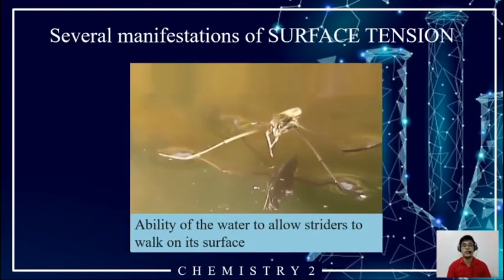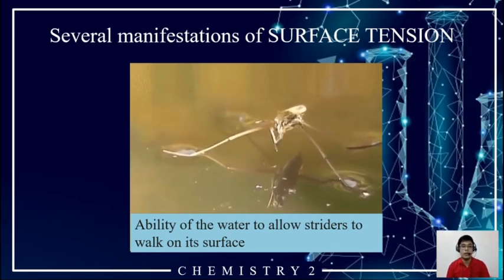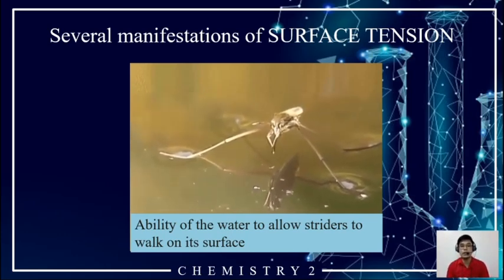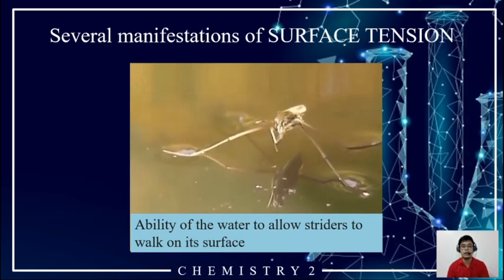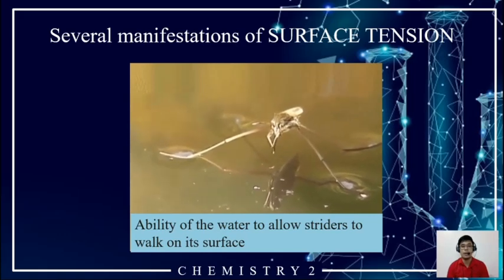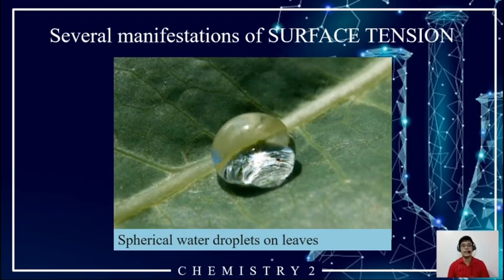And second manifestation, we have the ability of water to allow striders to walk on its surface. And as you can see, dun sa paa ng strider, medyo nakaganon siya, and makikita mo din dun that the water is trying to resist the external force that these striders are trying to put on the surface of the water. And the last manifestation is the spherical water droplets on leaves. These are just some of the several manifestations of surface tension.